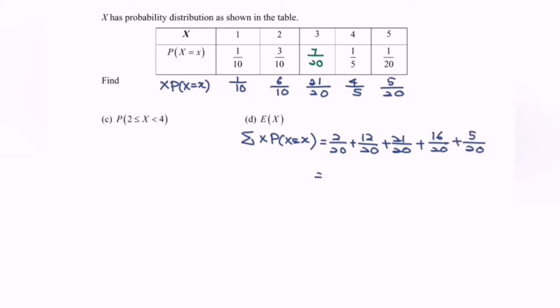Sum up the situation where we will have 2 plus 12 plus 21 plus 16 plus 5 over 20. So the expected value is equal to 14 over 5 or 2.8.